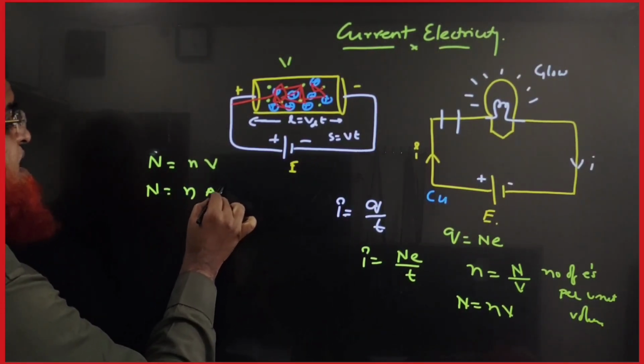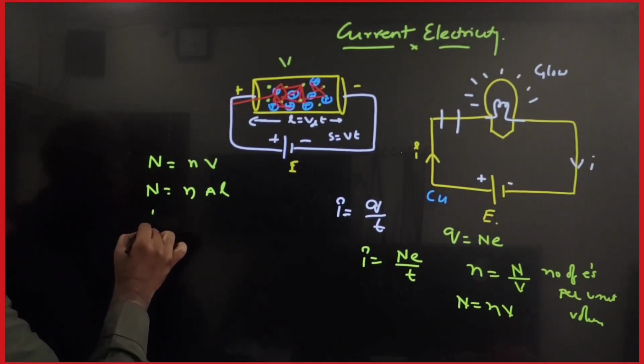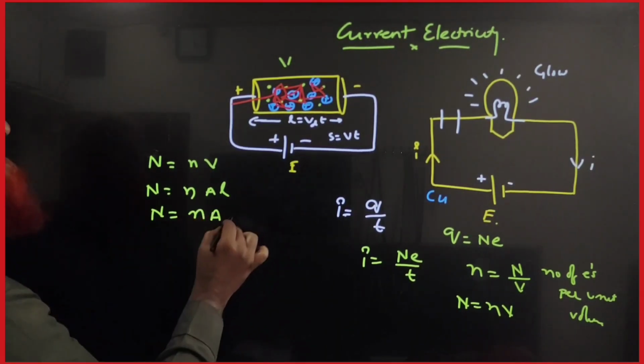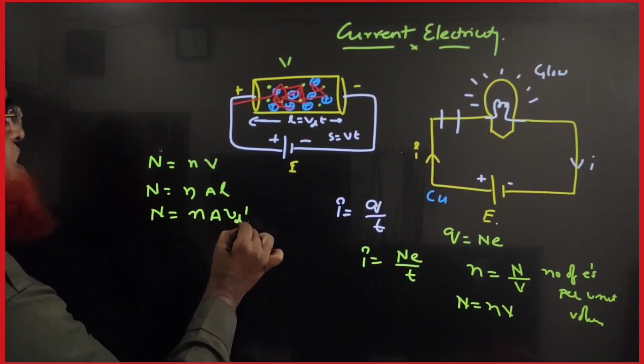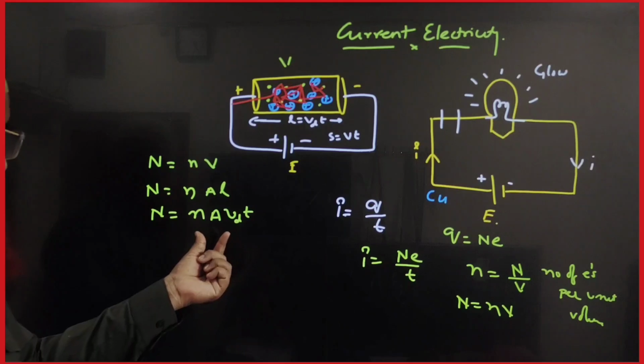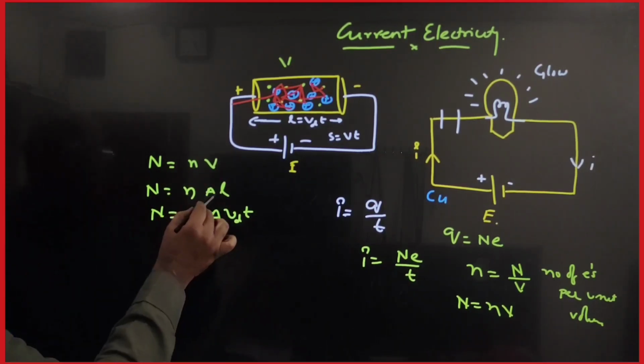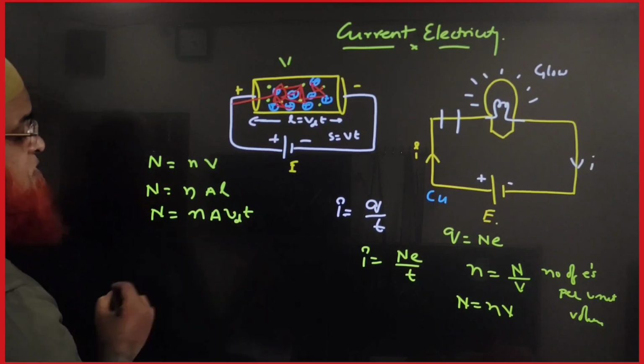Volume is nothing but area into length. Just now I told you that length is nothing but drift velocity into time. Smaller v we are taking as velocity, and capital V we are taking as volume here. Therefore this length is taken as drift velocity into time.